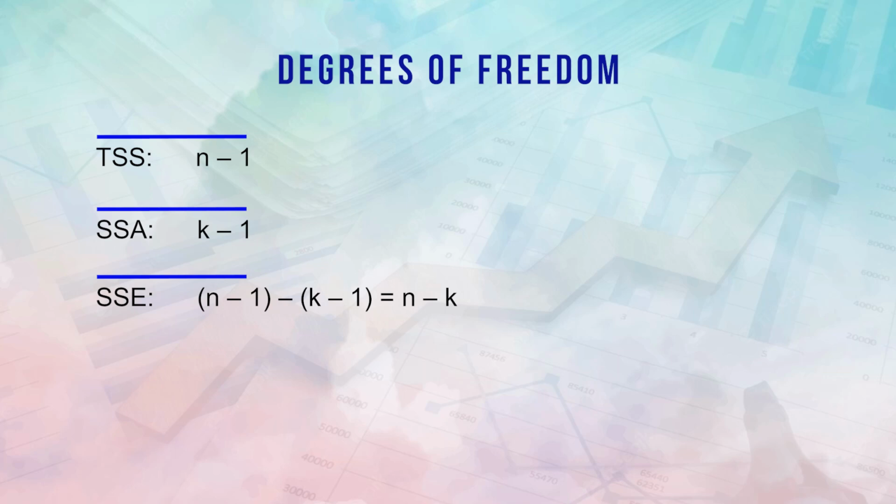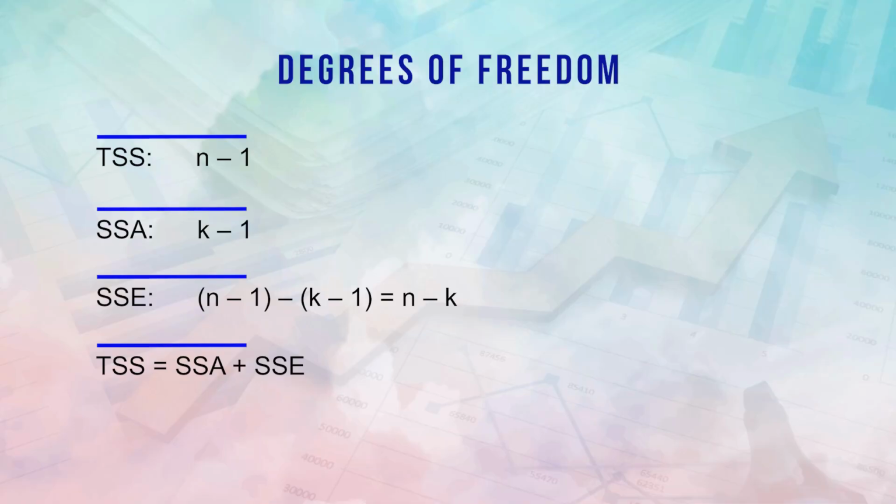Now it's very interesting. How do we get the degrees of freedom of SSE? If you recall, the relationship between the three sums of squares was TSS is equal to SSA plus SSE. The corresponding degrees of freedom will also have the same relation. That is, the degrees of freedom of TSS will be the degrees of freedom of SSA plus the degrees of freedom of SSE. So the degrees of freedom of SSE is the degrees of freedom of TSS minus the degrees of freedom of SSA, so it comes out to be n minus k.